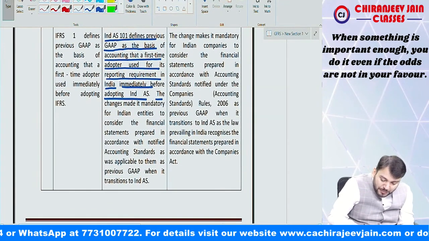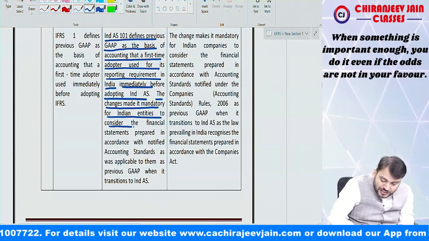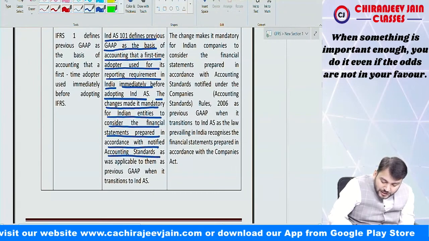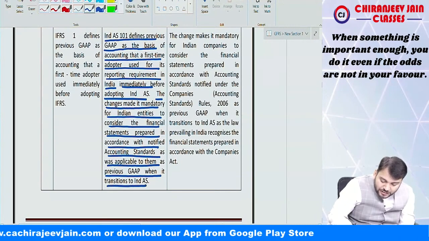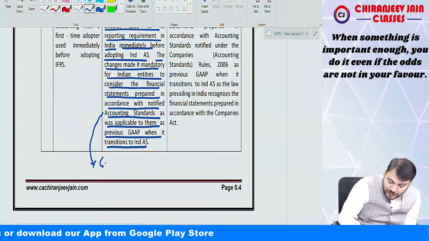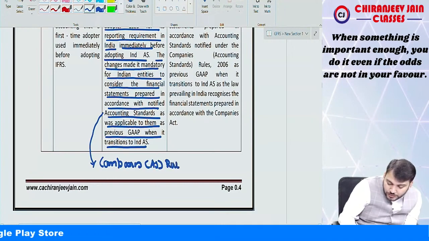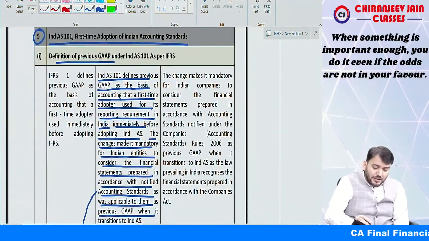Correct. The change made it mandatory for Indian entities to consider the financial statements prepared in accordance with the notified accounting standards, as applicable to them, as previous GAAP when transitioning to Ind AS. So this accounting standard means the accounting standard notified under the Companies (Accounting Standards) Rules, 2006. Just try to understand why they have given this carve out.